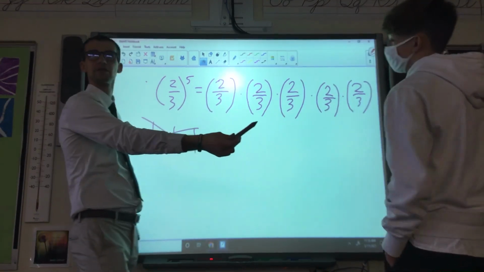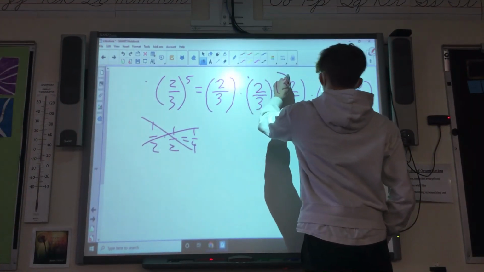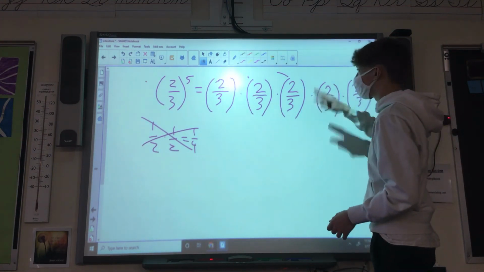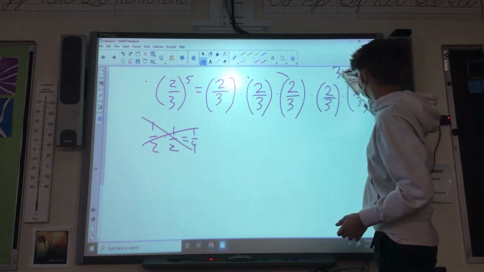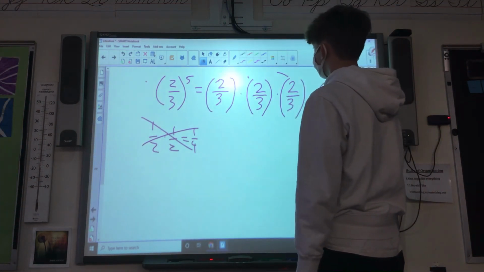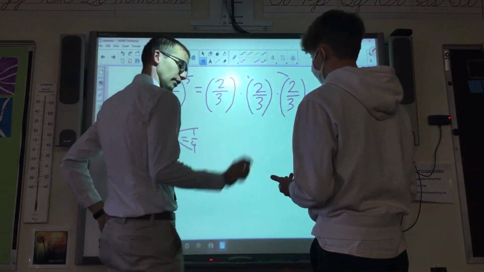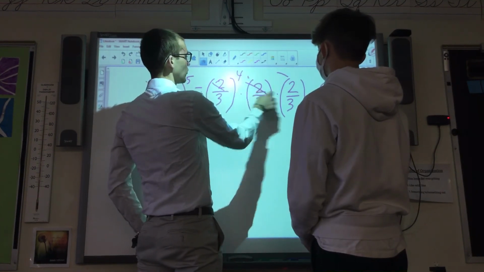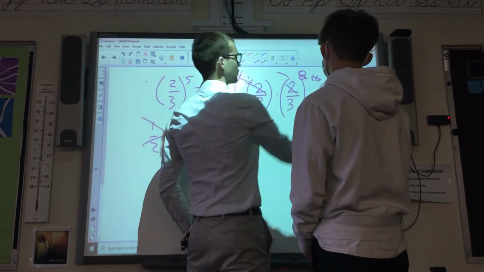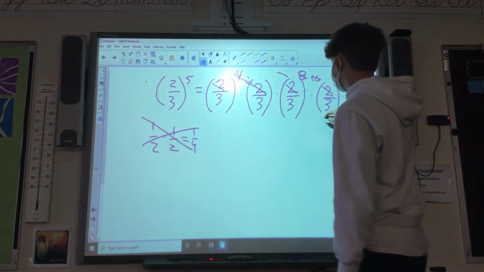So what is this then? I'm gonna cross that off so it doesn't get confusing. Yes, this is all multiplication. 2 times 2 is 4, times 2 is 8, times 2 is 16, times 2 is 32. 32, right, across the top. Then 3 times 3 is 9, times 3 is 27.